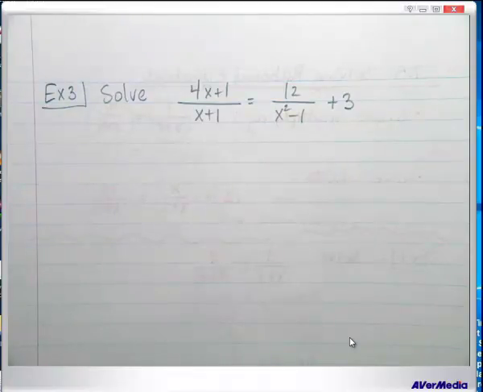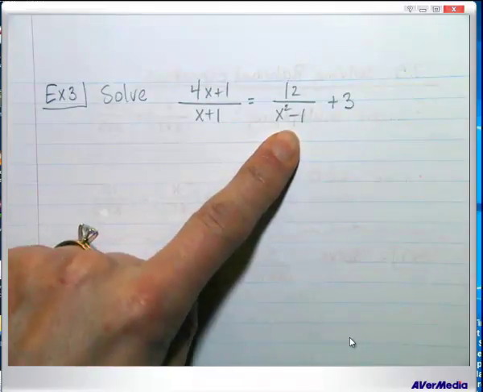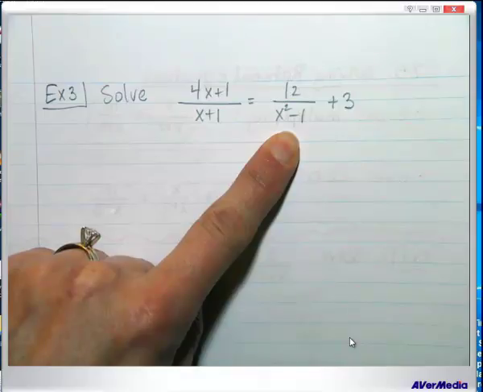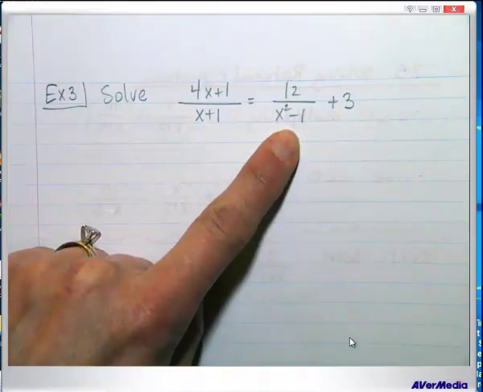Before we find a least common denominator, we have to factor everything in the denominators. Like this one, x plus 1, that's a factor. But what about x squared minus 1? How do I factor that? Ezrin, how do I factor something like this? Do you remember?